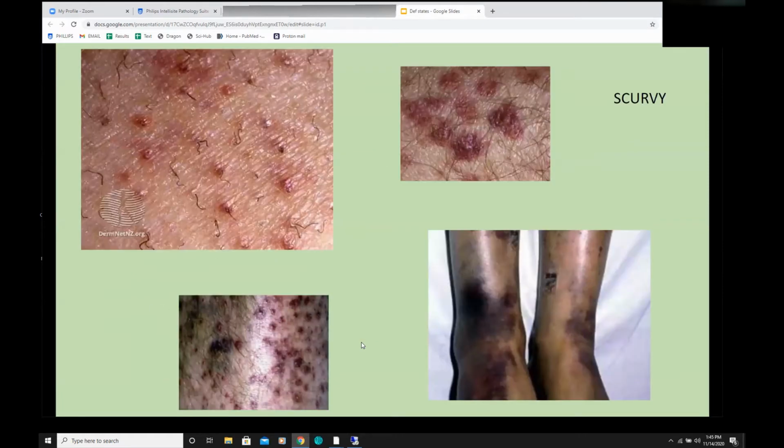So here we have some clinical pictures of scurvy, and these are all from dermnetnz.org, which is a great site for both clinical and sometimes pathologic findings. You can see the corkscrew hairs with a perifollicular hemorrhage. Over here, quite marked perifollicular hemorrhage, often on the lower limbs. This is on the shin. And then you can have extensive areas of hemorrhage. Look at the ecchymosis over here.